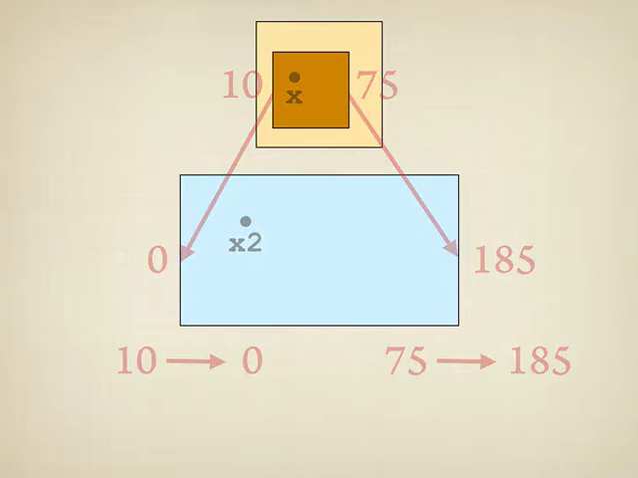I'm going to clear everything off so we can keep it very simple. Remember that our dark orange box is 10 at the left and 75 at the right. So let's put those numbers down at the bottom of the screen. The light blue box is 0 at the left and 185 at the right. So let's put those numbers down at the bottom of the screen.